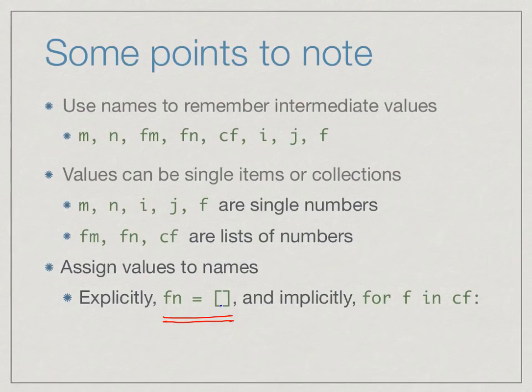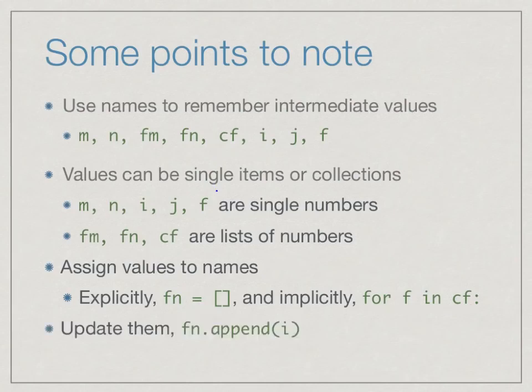And the other part is that when we write something like for each f in the list CF, this is implicitly saying that take every value in CF and assign it one by one to the name f. Right? So though we don't have this equality sign explicitly, implicitly this is assigning a new value for f as we step through the list CF. So the main thing that we do in a Python program is to assign values to names.